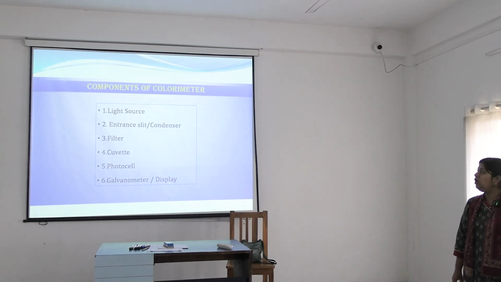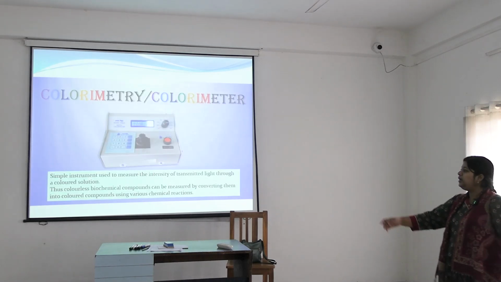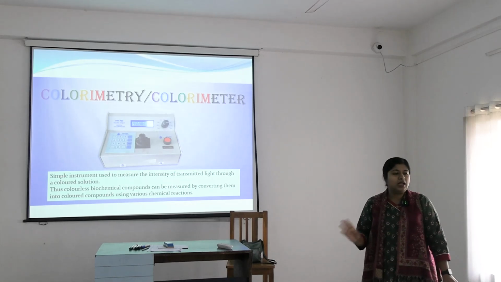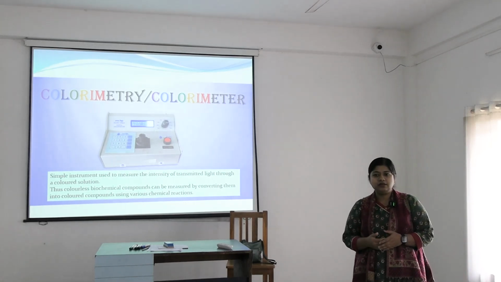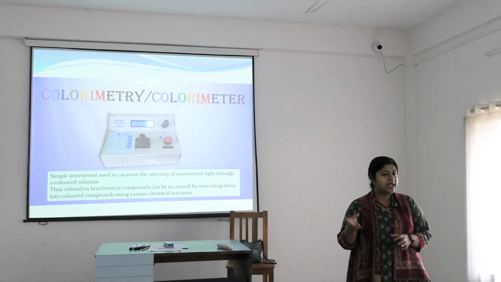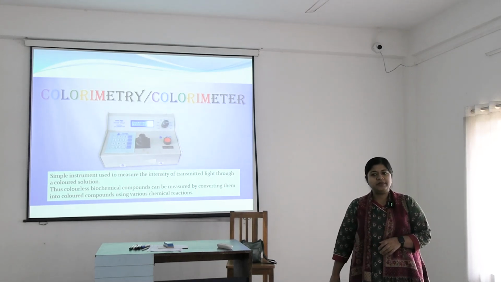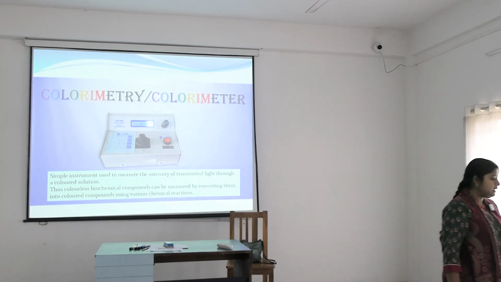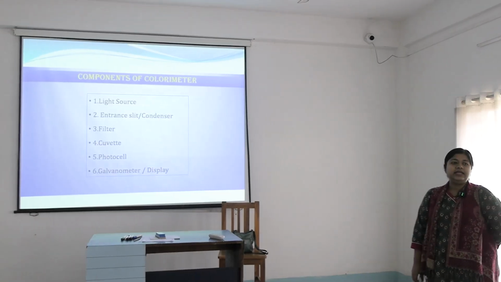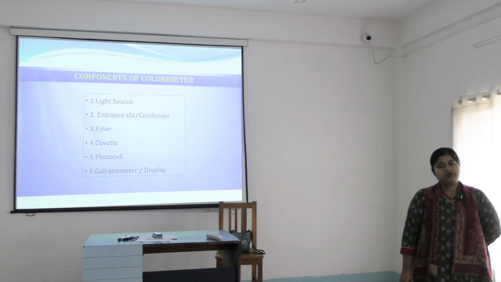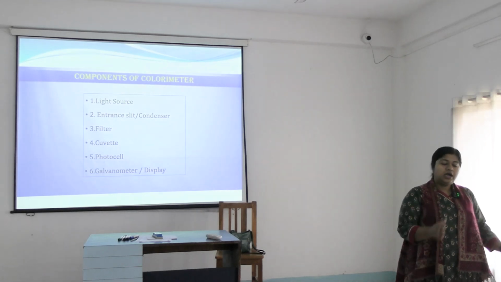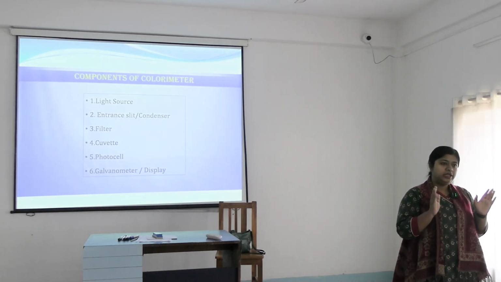And the internal components. Another thing that I already told you: if we are measuring a colorless biochemical compound, we have to run a test that will give rise to a colored product, and from that we will measure the concentration of that analyte. Now these are the internal parts of a colorimeter.